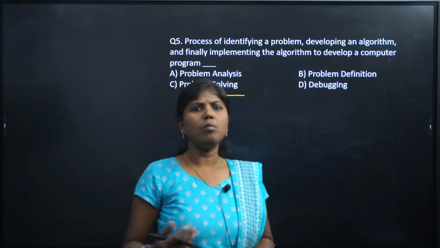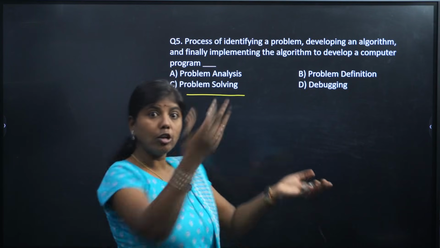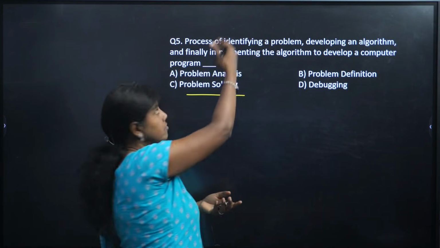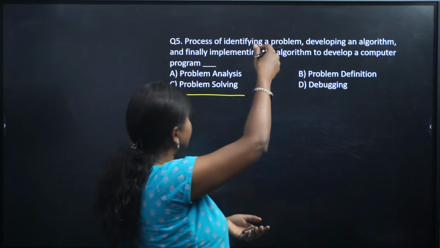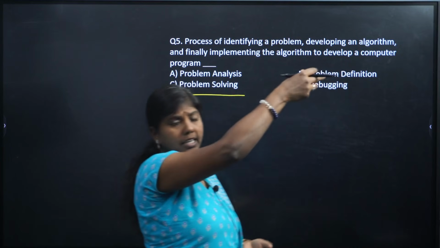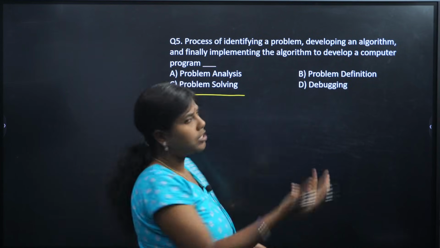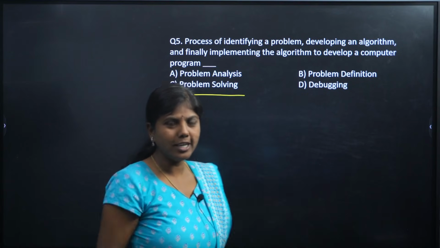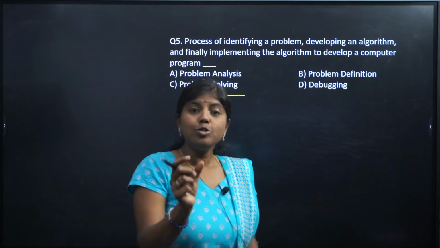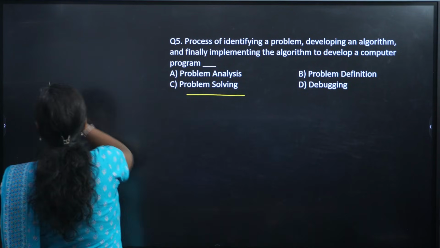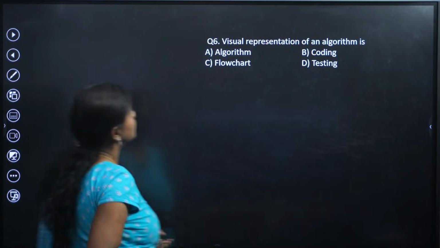The stages of problem solving include everything, so they've included that also. The problem definition is there, and then we have the algorithm part, analysis, and then of course converting into a computer program is going to be coding. Everything is mixed. Definitely it's problem solving. Okay, we'll go with the next question.